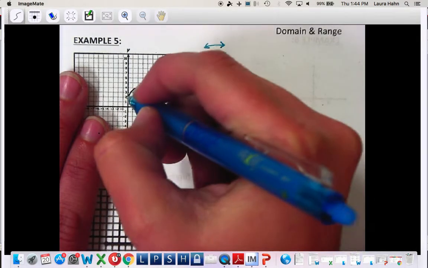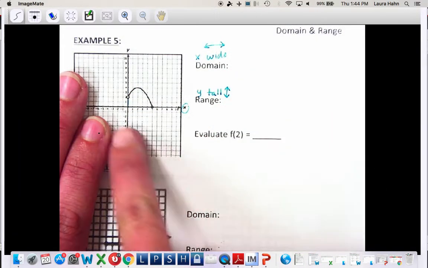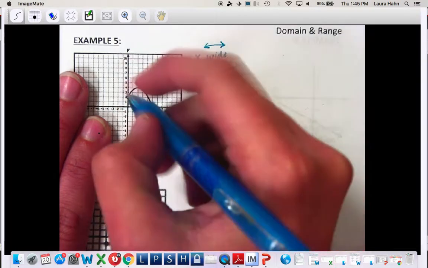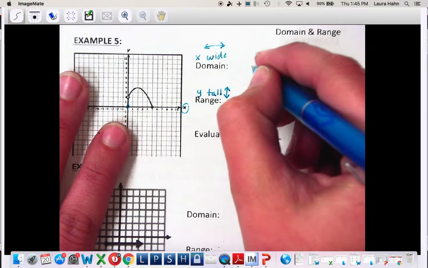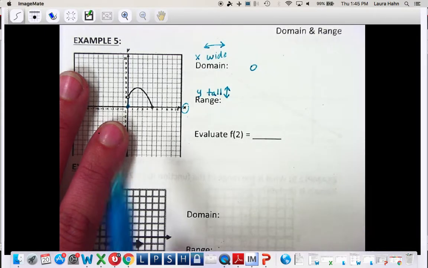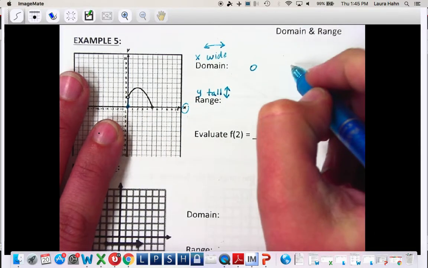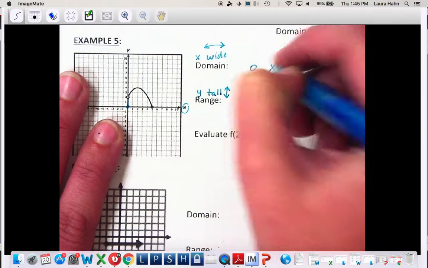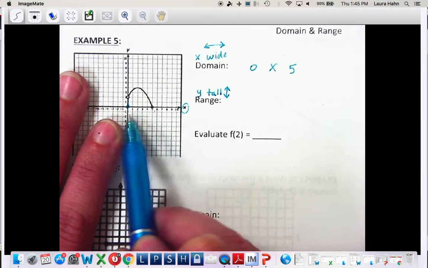So let's do left to right. It's going to start here. In domain, you want your x's, so you're only looking at these numbers. If you trace that down to your x-axis, it starts at the origin, so it's starting at 0. It goes all the way over here, and it stops at 5 on the x-axis. I'm going to leave a space between that 0 and 5. All of my x's are between those, from 0 to 5. That's how wide it is.